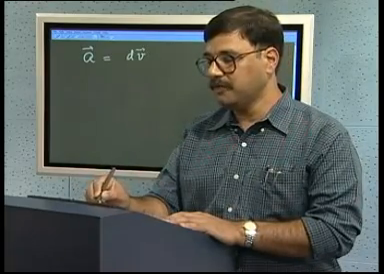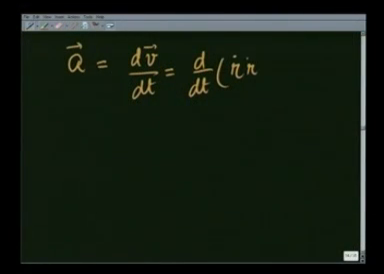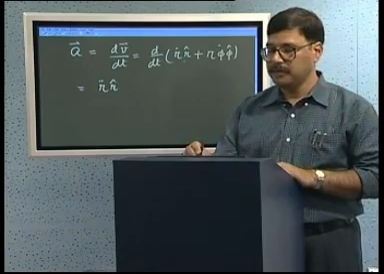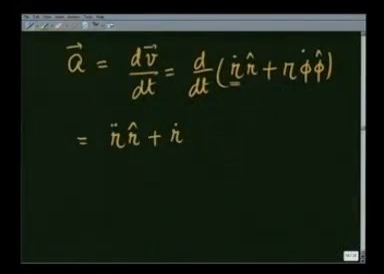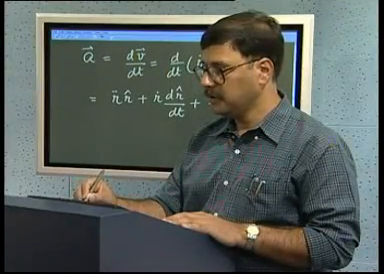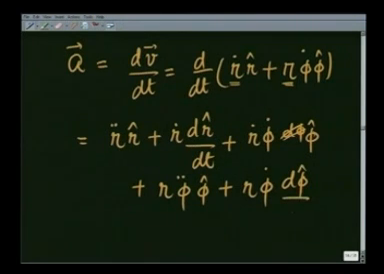I just differentiate the velocity of the particle, dv dt, and this is going to be equal to d over dt of the velocity in planar polar coordinates, r dot r plus r phi dot phi, which is equal to r double dot r, that is, I differentiated this term, plus r dot dr dt plus r dot phi dot, I differentiated this term, this is phi unit vector, plus r phi double dot phi unit vector plus r phi dot d phi dt. So, I have 1, 2, 3, 4 and 5 terms.